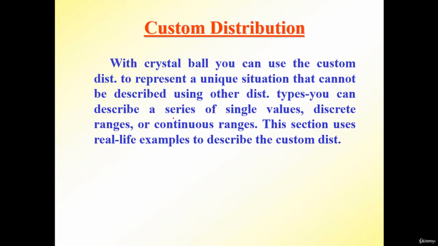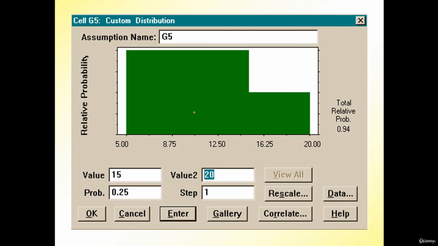Here in Crystal Ball, you can use the custom distribution to present a unique situation that cannot be described using other distributions. You make the distribution by yourself by combining rectangles. If you have some specific case, you need to define it, called the custom distribution. It has a base range. Maybe we also have a uniform distribution, if the probability of occurrence is the same, or custom like this.